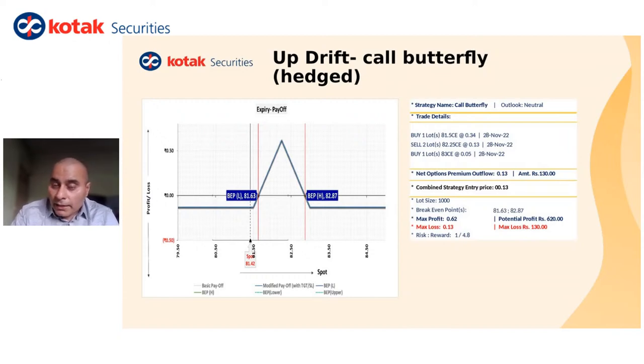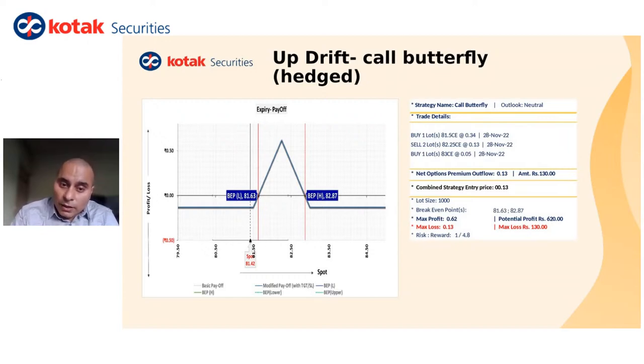Butterfly mein kya hai? Ki you are converting that call spread into two. So you are now selling two times call. So jaise yahan pe example mein, I was long 81.5 call and I was short 82.25 call as a call spread. Now I sell the same quantity of 82.25 call again. So it becomes basically 1:2. So 100 lots, agar mera 81.5 long tha, to 200 lots mera 82.25 call short hai. Uske saath main usko hedge karne ke liye 100 lots of 83 ka call khareed liya.